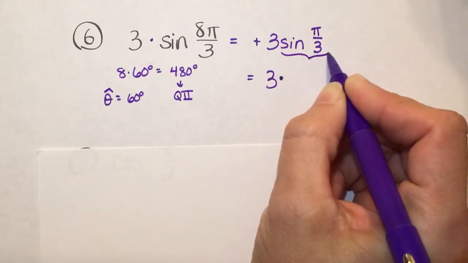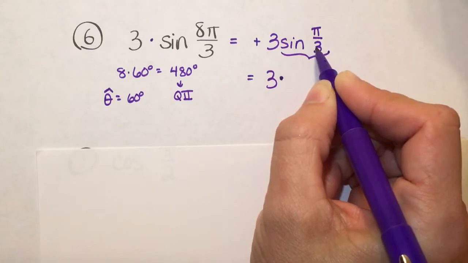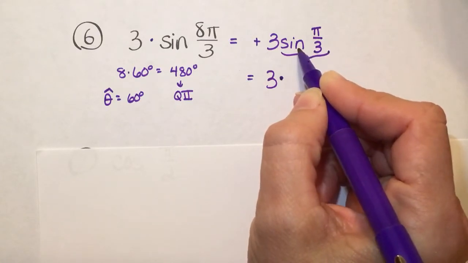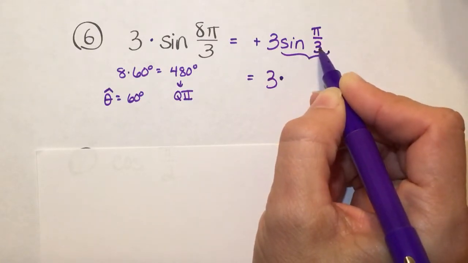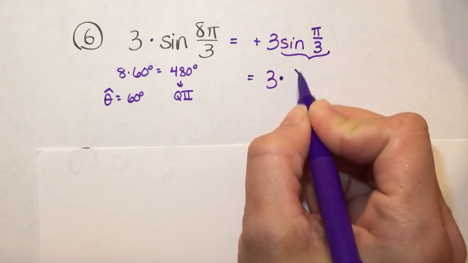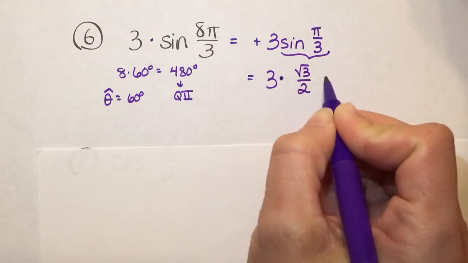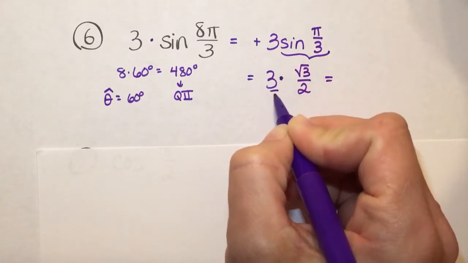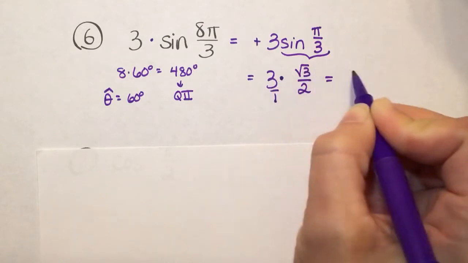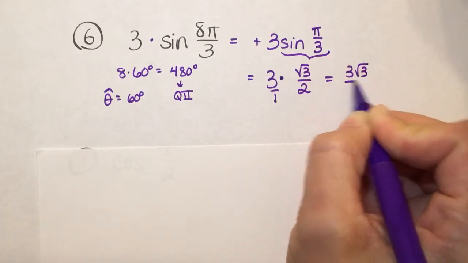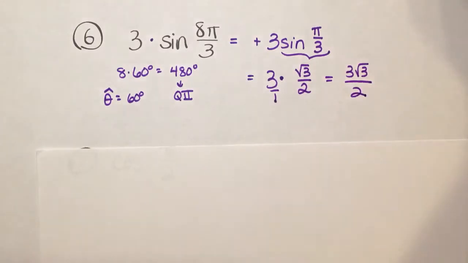Now, this just comes off of your table. So what is the value for sine of 60 degrees? Sine 60 degrees is square root 3 over 2. Of course, this 3 is understood to be over 1, so you multiply across the top and you multiply across the bottom.